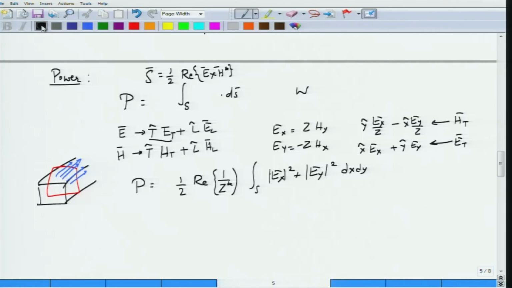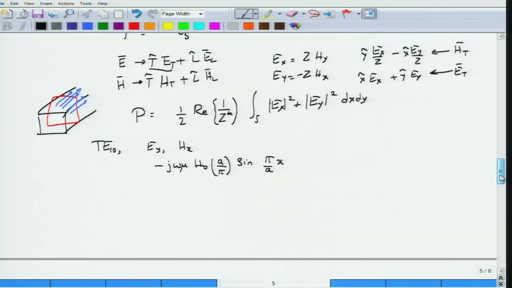For the TE10 case, which is very important, right, we know that we have only Ey and Hx components, and the Ex component is 0, and the Ey component is given by minus j omega mu H0 a by pi sine of pi by a into x, right. So this is what Ey is given to be, and this is enough for us to calculate the power carried.